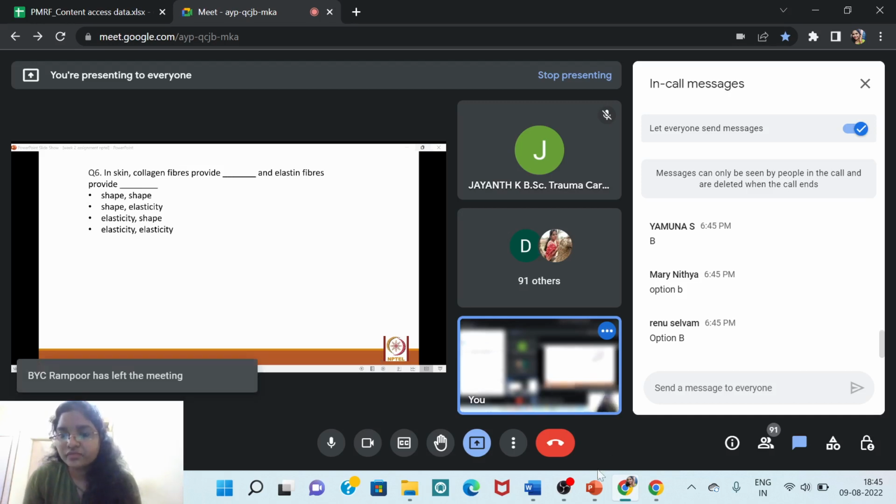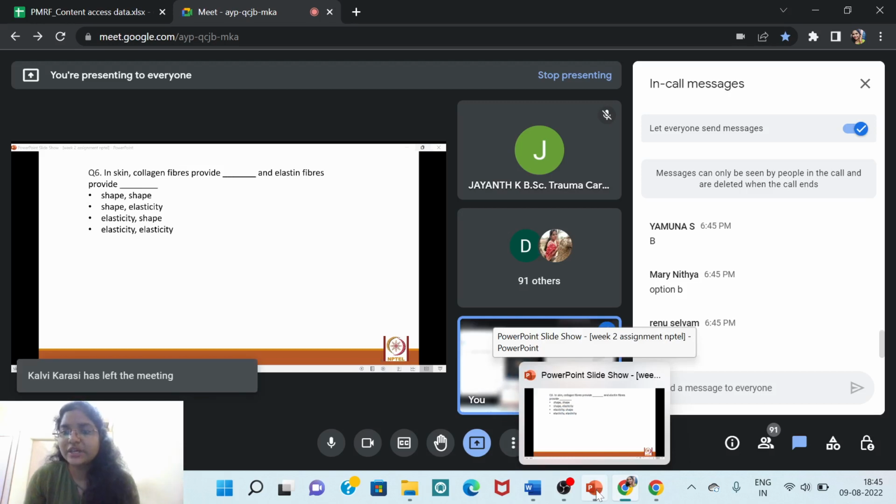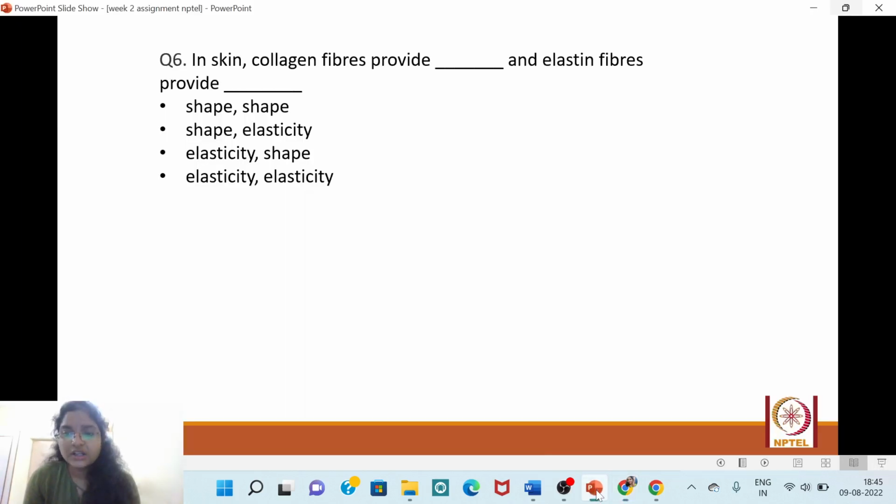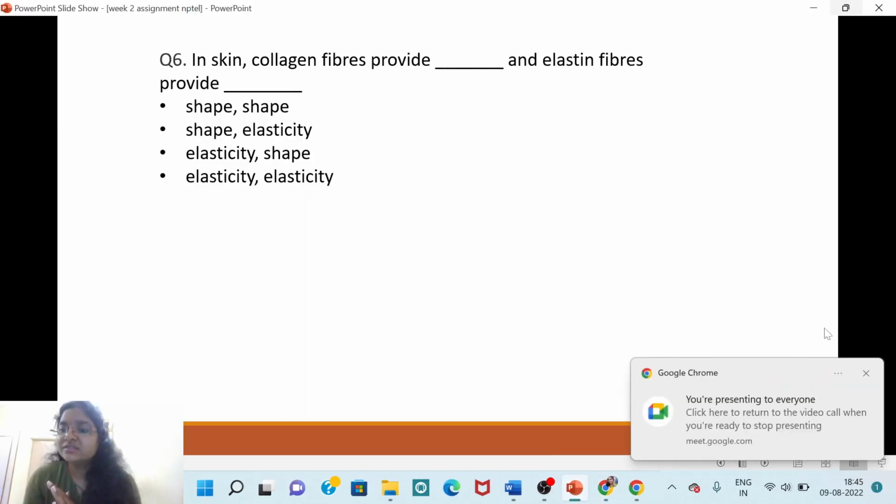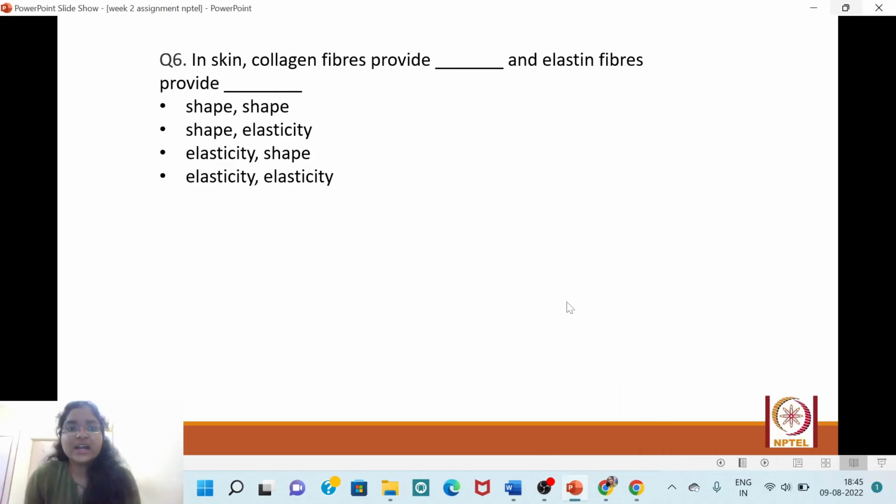Okay, we only have 15 minutes left, so I'll just speed up with the questions. Okay, as most of you are giving option B, the correct answer is shape and elasticity.